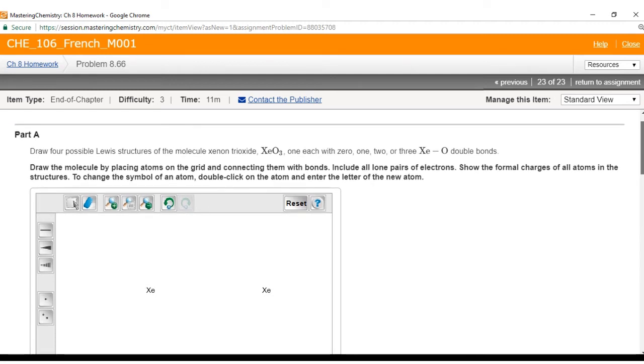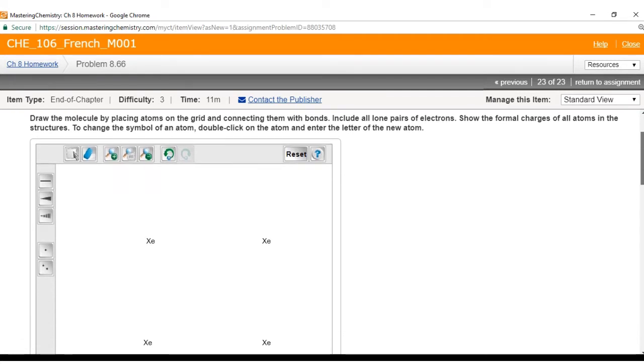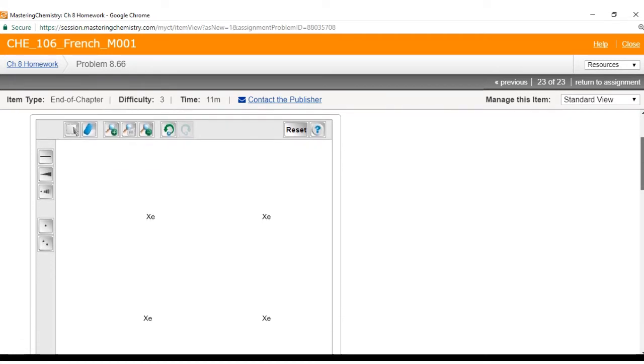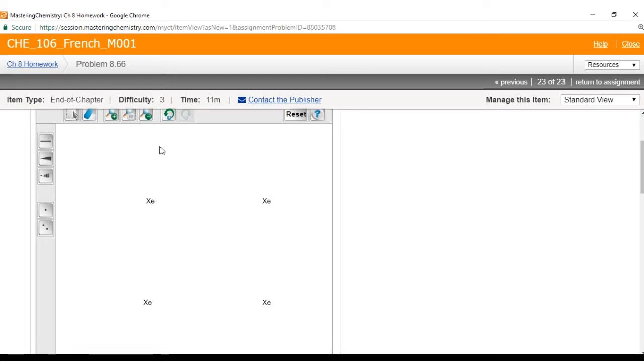So I've had some people ask for help on question 8.66. Draw the 4 possible Lewis structures of xenon trioxide with all single bonds, 1 double bond, 2 double bonds, and 3 double bonds.